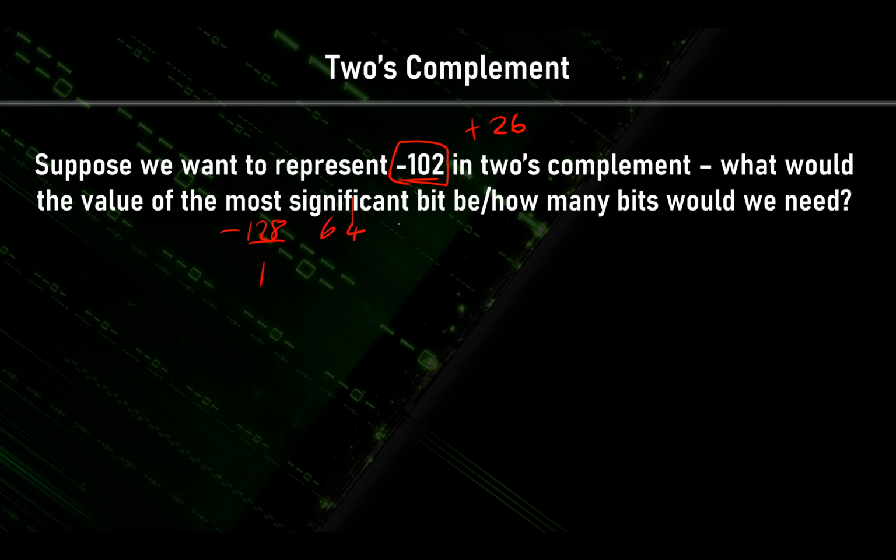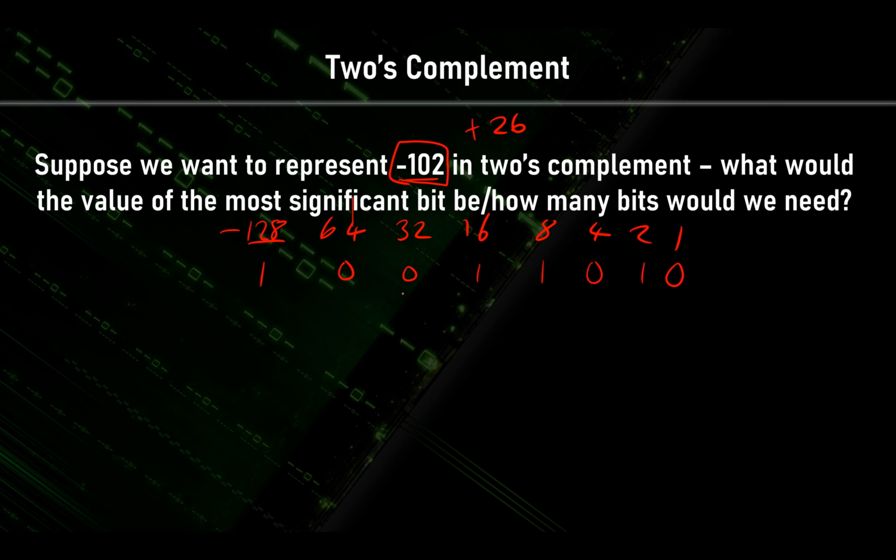So let's write all of these out. 64, 32, 16, 8, 4, 2, and 1. To get 26, there won't be a 64, there won't be a 32. There will be a 16. There's also going to be an 8. That gets us to 24. There won't be a 4, there will be a 2, and there won't be a 1.